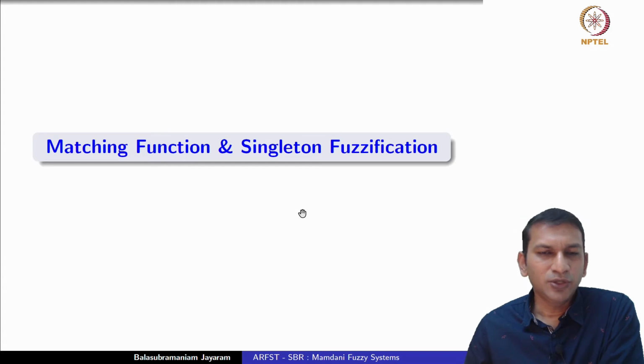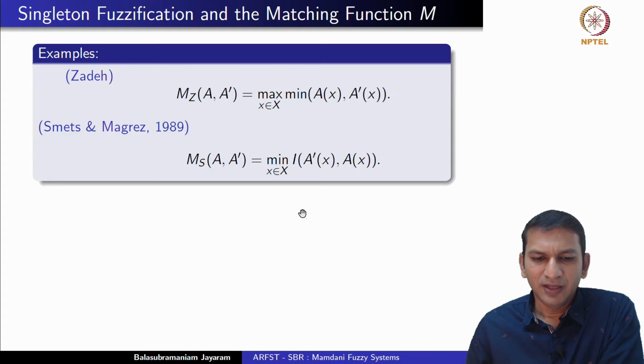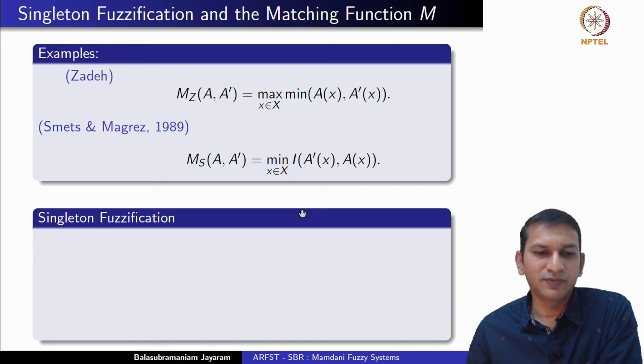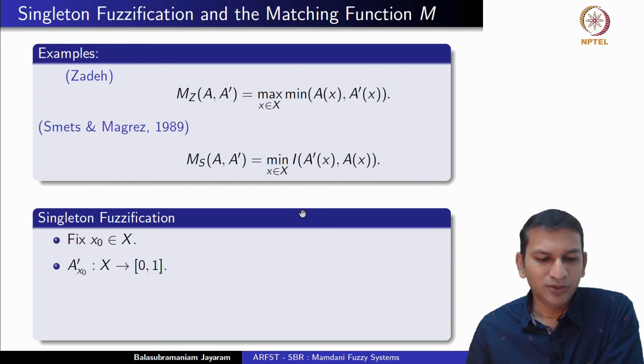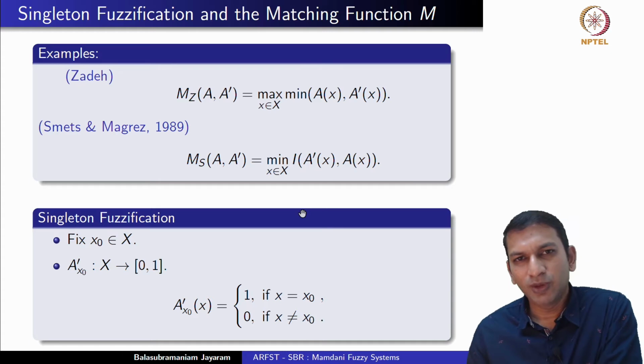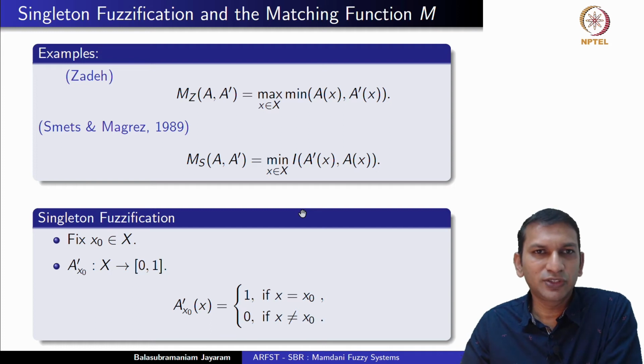Now, let's look at how Singleton Fuzzification goes with this class of matching functions. Let's consider these two examples and a Singleton Fuzzifier. Given an input x0, we create an A dash to be given as input to this fuzzy inference system, which is a fuzzy set on x. A dash x0 is defined like this: it takes the value 1 at x equal to x0 and 0 elsewhere. So in some sense, it is the characteristic function of the classical singleton set x0.